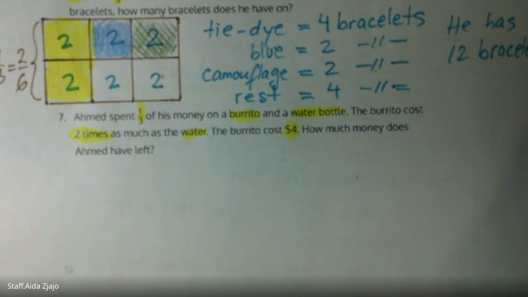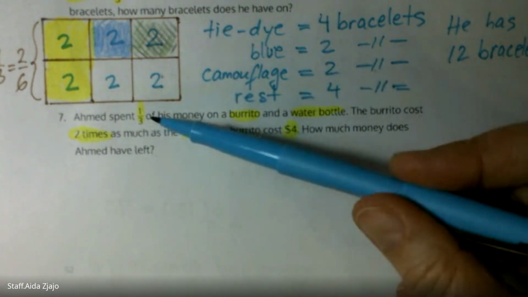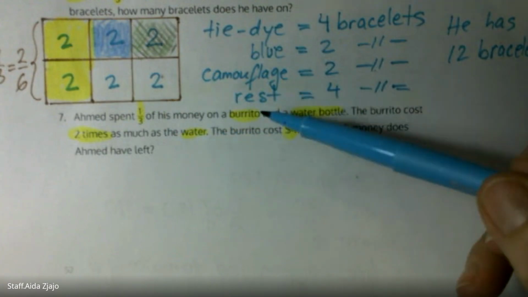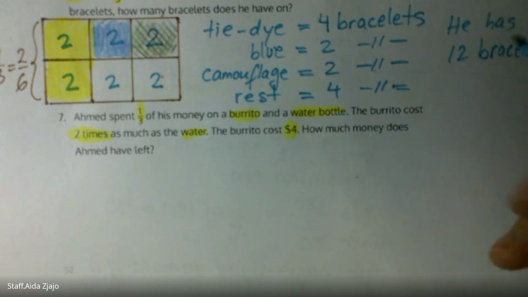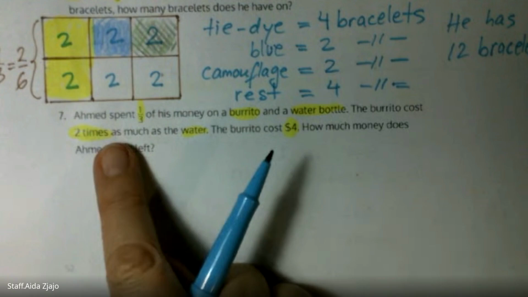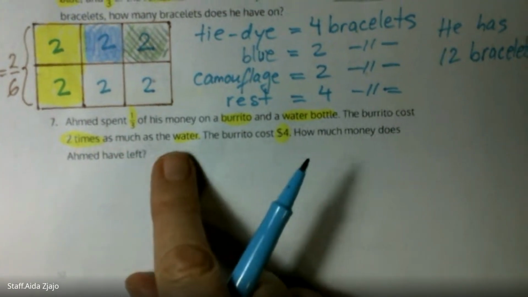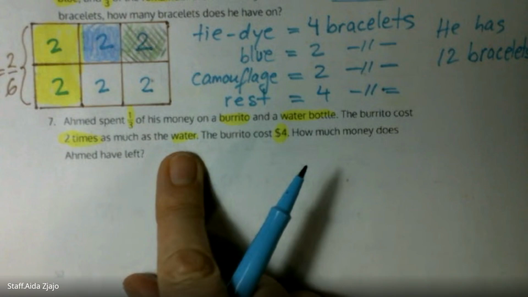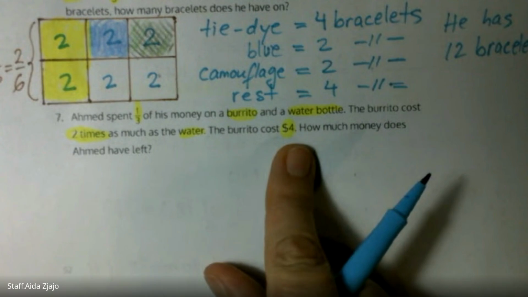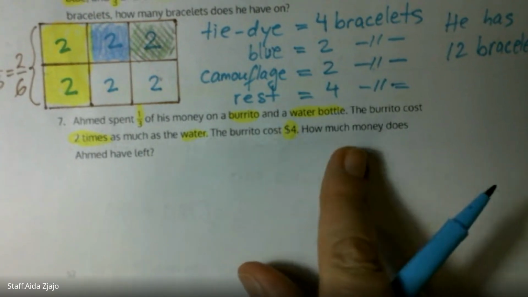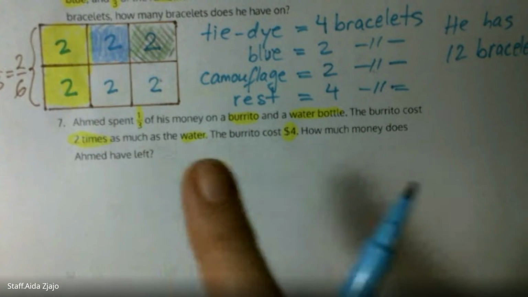So Ahmed spent 1/3 of his money on a burrito and a water bottle. The burrito cost 2 times as much as the water. The burrito cost $4. How much money does Ahmed have left?